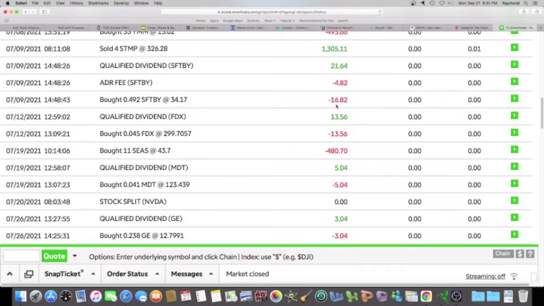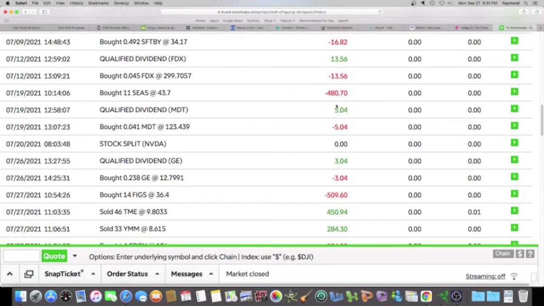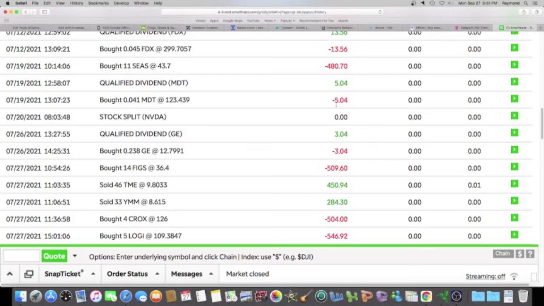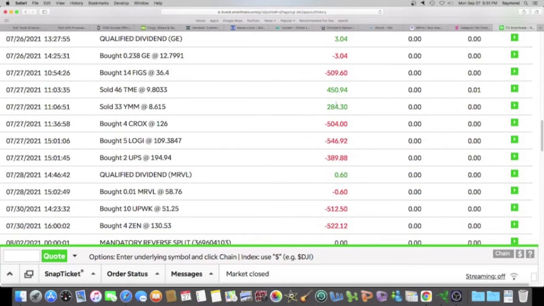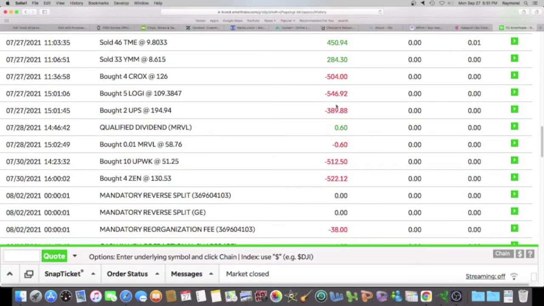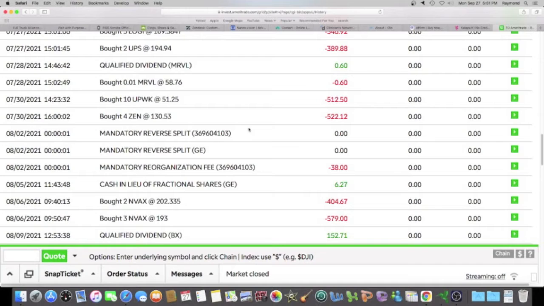And my next fee, now this fee is on some BS. And let's find it. And the company is on some BS. And that company is GE, General Electric. And here is the fee. It says mandatory reorganization fee, $38. So they took $38 out of my account.